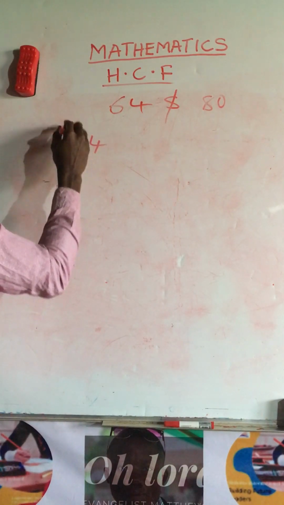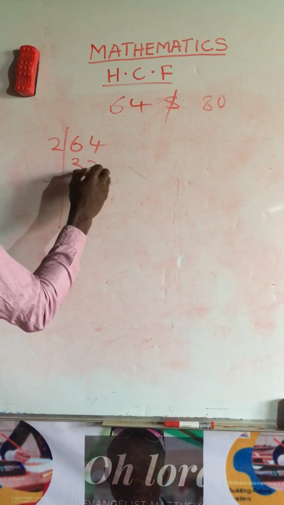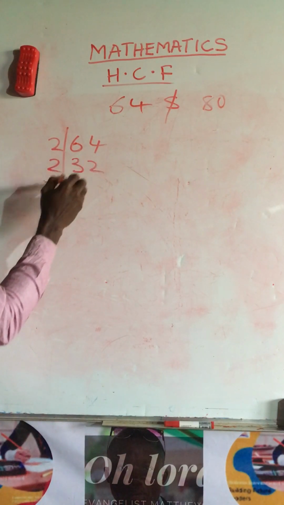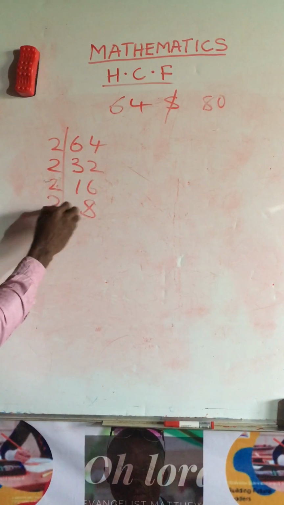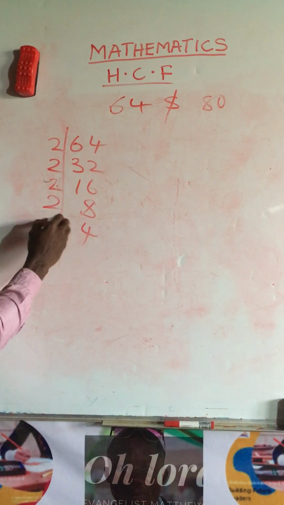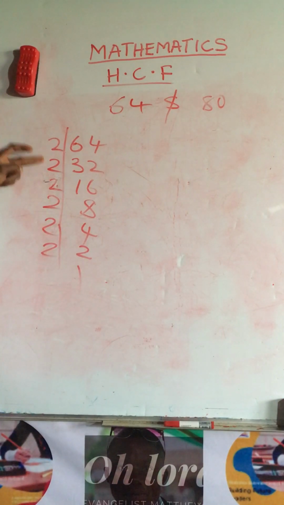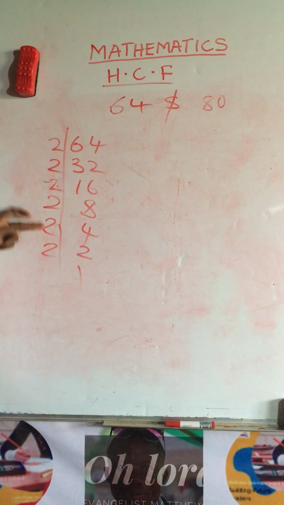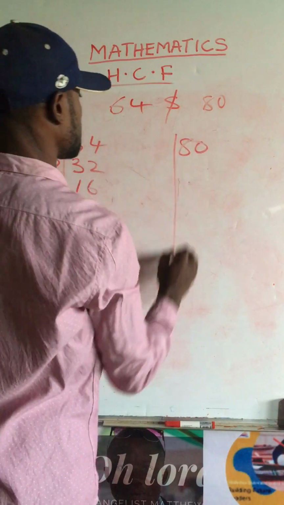For 64, we have 2. 2 goes into 64 how many times? 32. 2 goes into 32, 16. 2 goes into 16, 8. 2 here, 4. 2 here, 2. 2 here, 1. 2 times 2 is 4, 4 times 2 is 8, 8 times 2 is 16. 16 times 2 is 32. 32 times 2 will give us 64. That means we're correct.